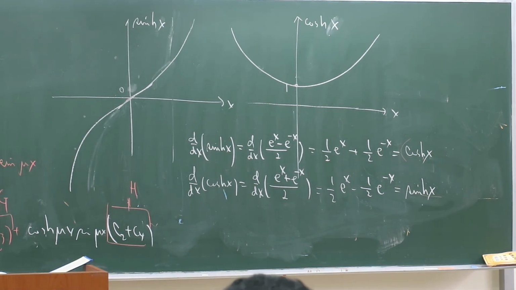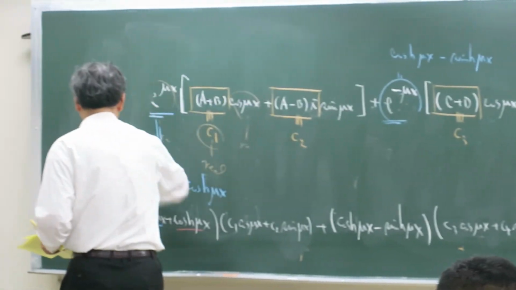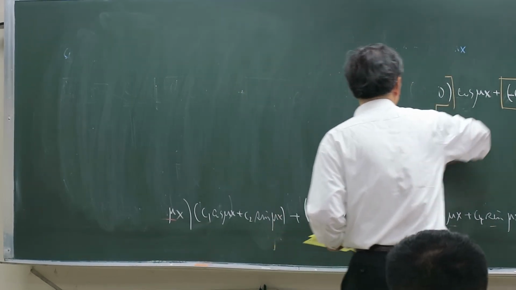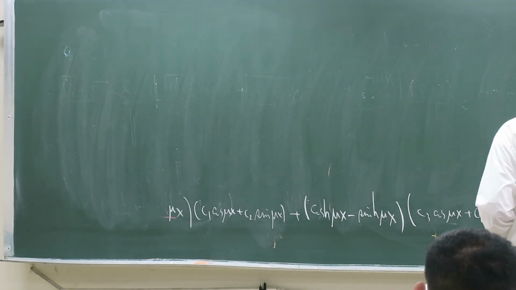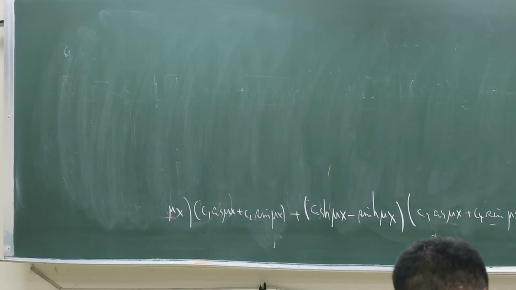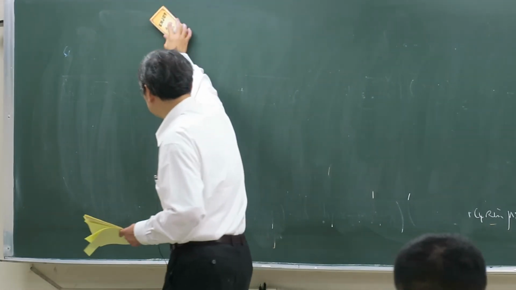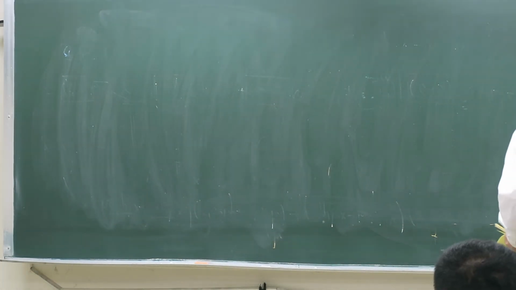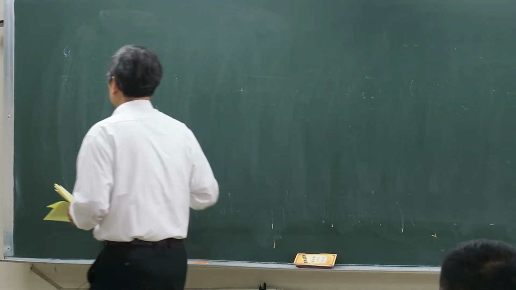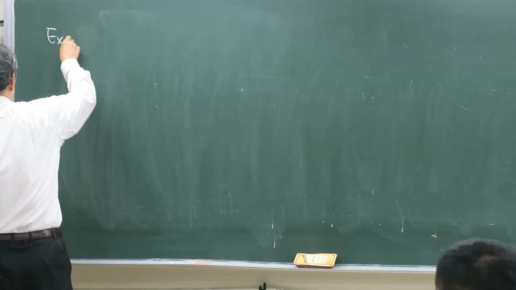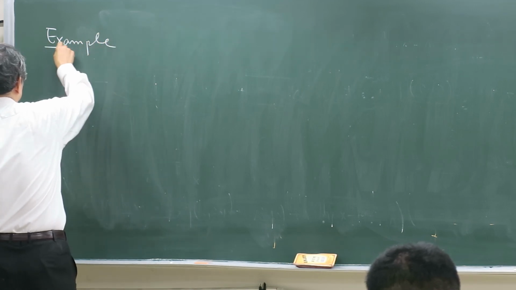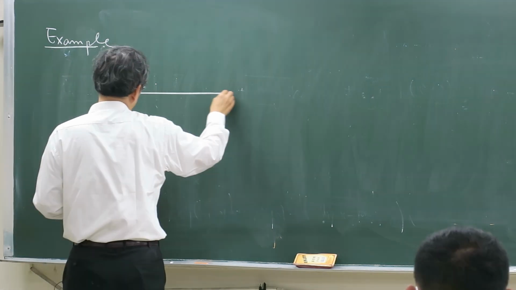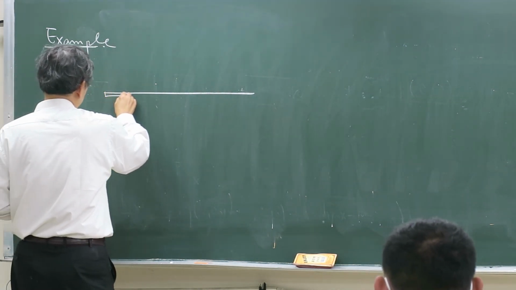All right, so after we got the homogeneous solution, then let's solve a problem. Okay. Let's see an example. It's a beam of a finite length.